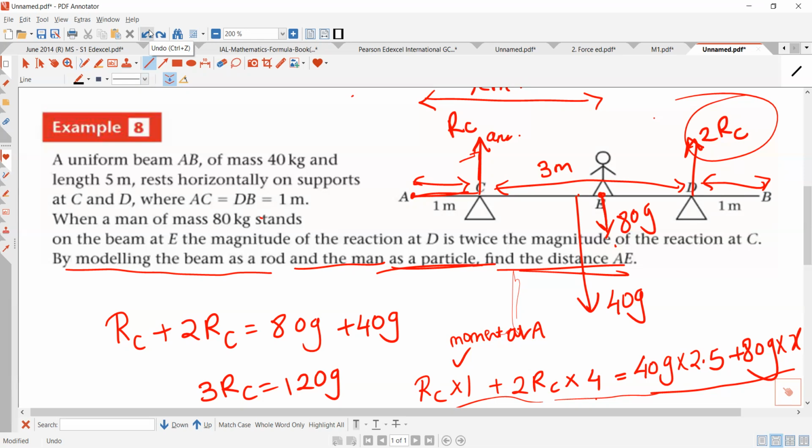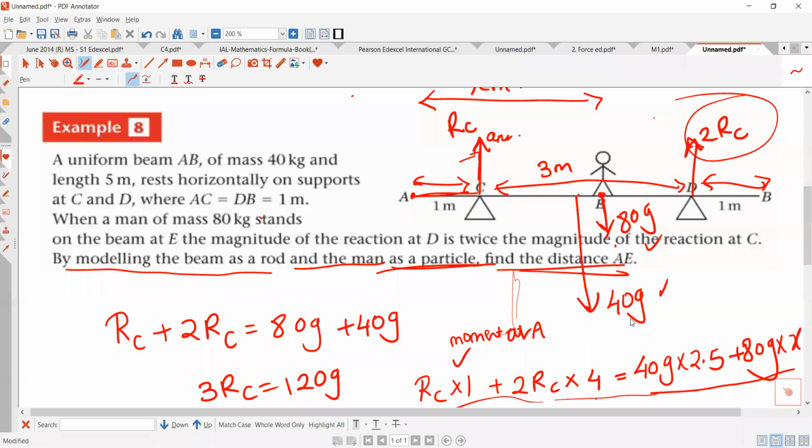Is there any force right of D? Do you have any more force right of D? If you don't have any force, then that means your moment right of D is also 0. Okay, then these two are clockwise.